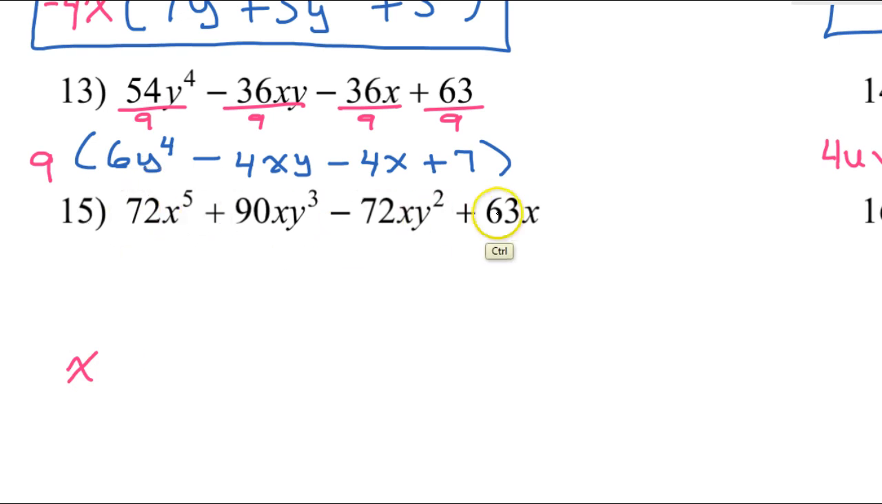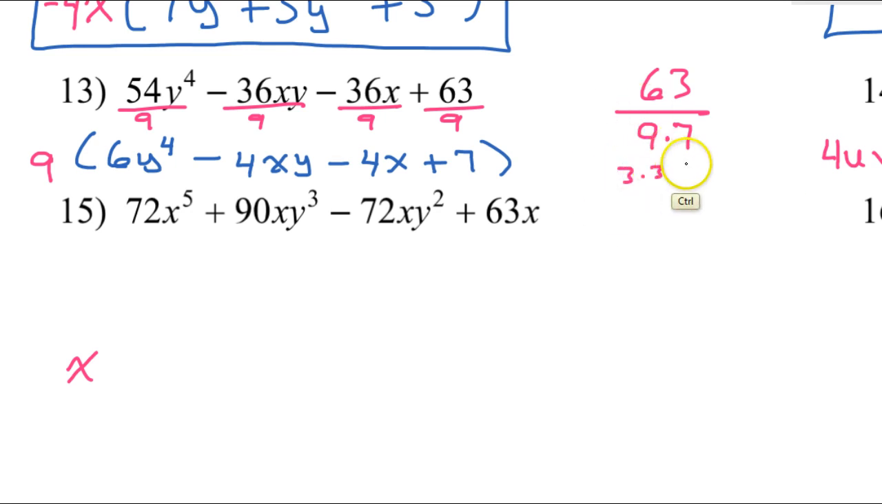Now look at the number part. I'm looking for the biggest number that divides into these four numbers. Let's start with the smallest number, 63. Let's think about the numbers that divide evenly into 63. So I know that 63 is 9 times 7, for example. And I also know that 9 is 3 times 3.